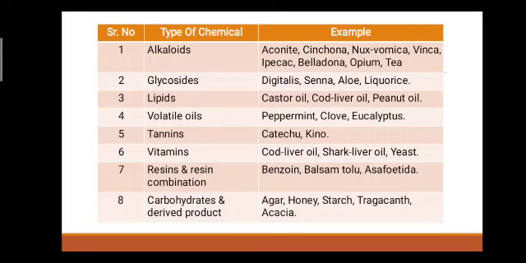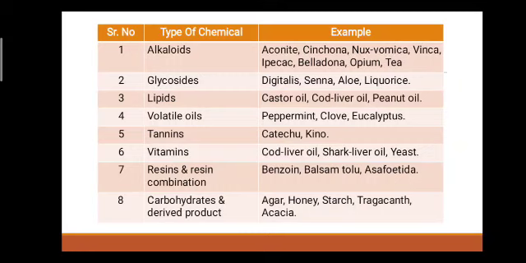Second, chemicals, glycosides. Examples: digitalis, senna, aloe, licorice. Third, lipids: castor oil, cod liver oil, peanut oil. Fourth chemical, volatile oils. Examples: peppermint, clove, eucalyptus. Fifth one, tannins, for example catechu and kino. Sixth type of chemical, vitamins. Examples: cod liver oil, shark liver oil, yeast.